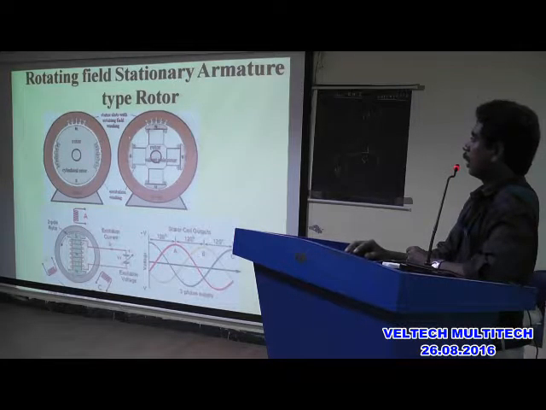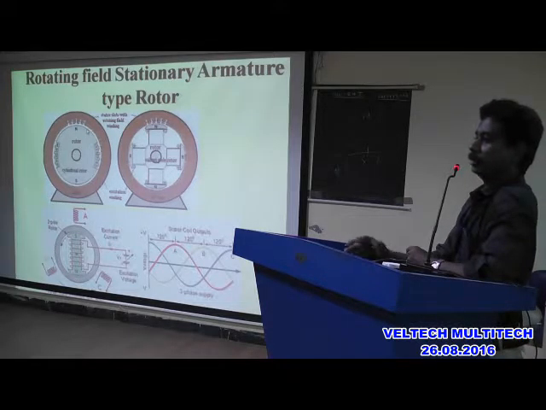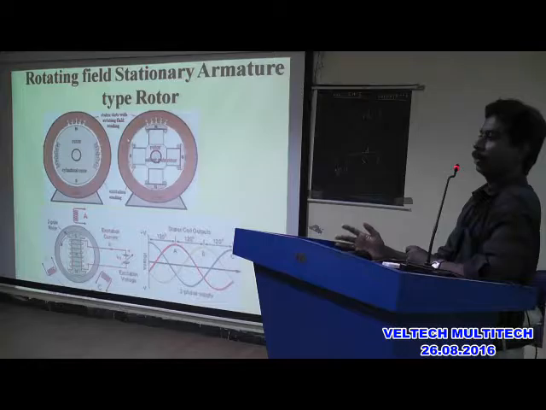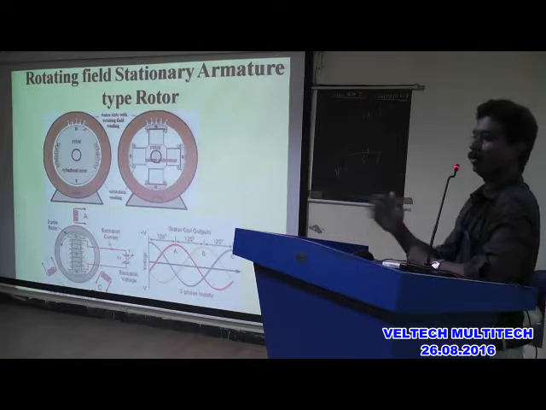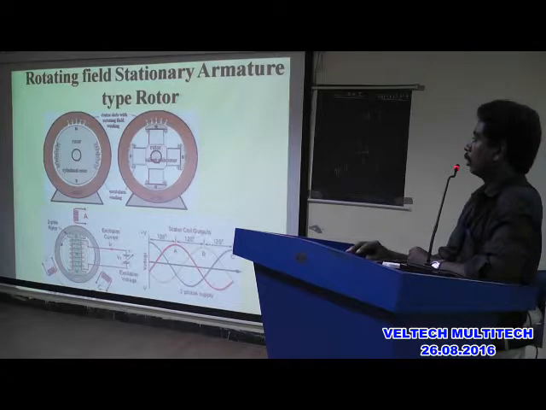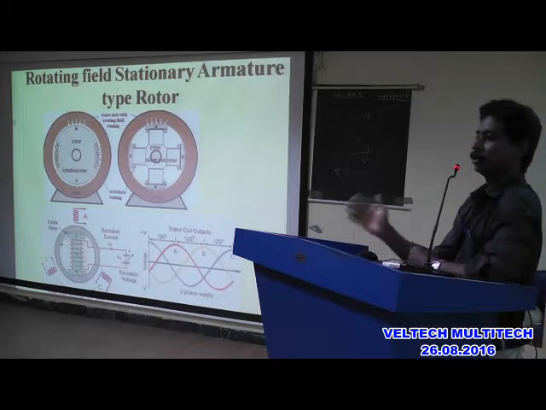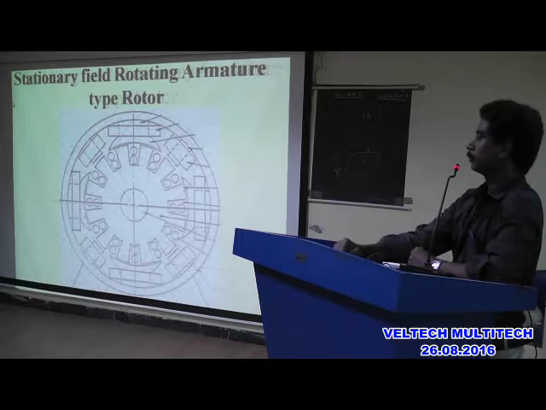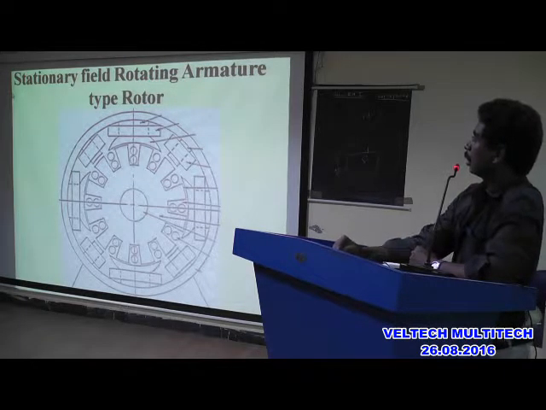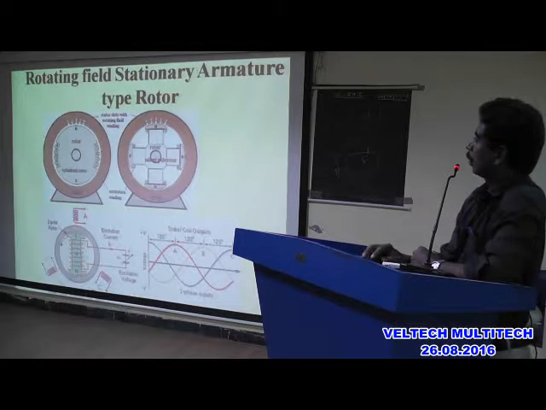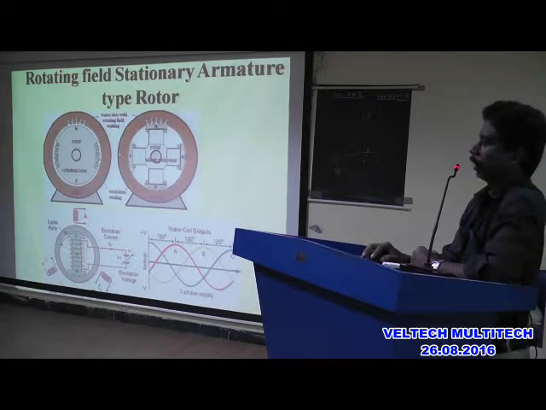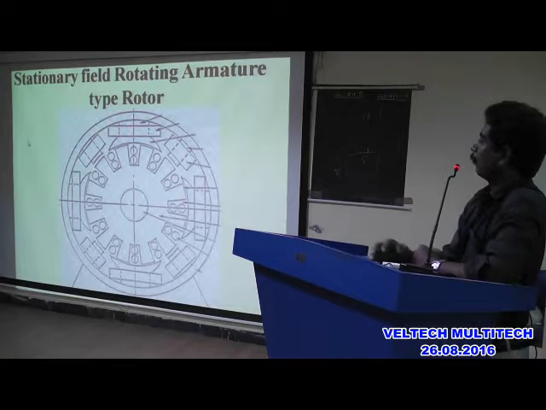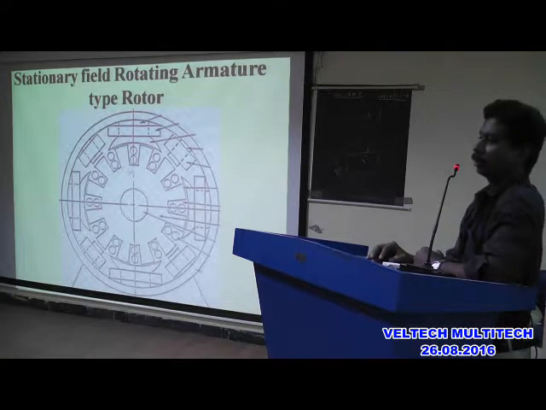So that means in the non-salient pole alternator, the air gap is uniform. Here the air gap is not uniform. If the air gap is uniform, you can use it for high speed applications. The non-uniform one is suitable for low speed applications. Then the first one is stationary armature, rotating field. The field is rotating. Then here, the field is stationary and the armature is rotating.